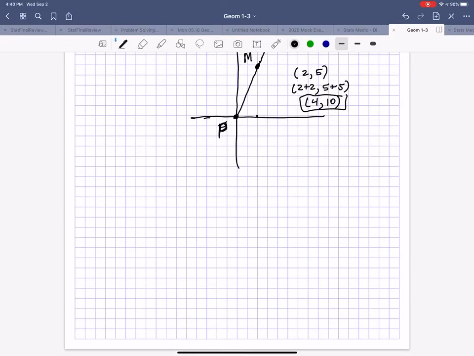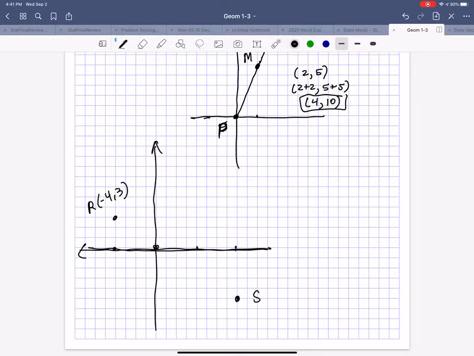(-4, 3). So -4, +3. It's a little messy, but not too bad. (-4, 3). And then (8, -5). So 8, -5. 1, 2, 3, 4, 5. Okay, S.